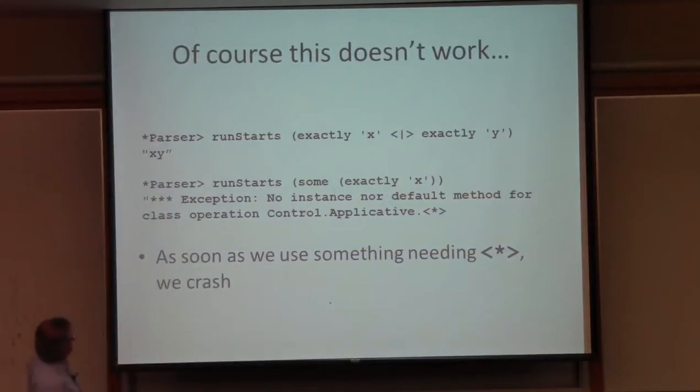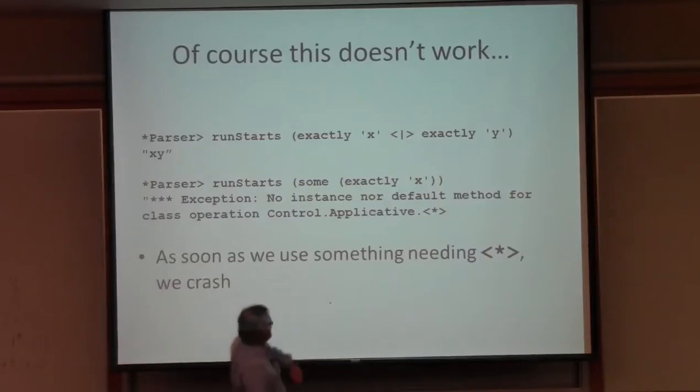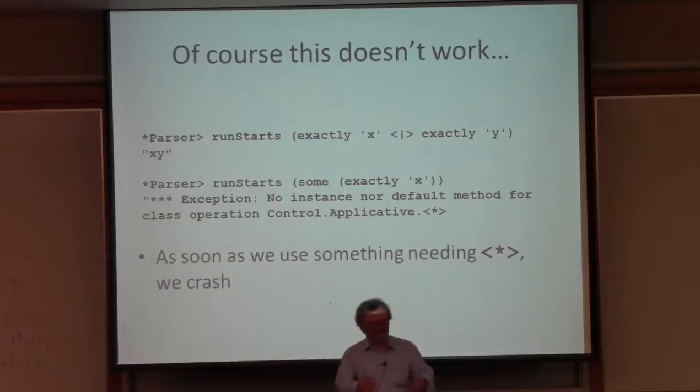So here's a couple of examples. First of all, let me analyze the grammar exactly x or exactly y. And sure enough, the analyzer says that can start with x and it can start with y. In Haskell, a string is a list of characters, so that xy just contains x and y. But as soon as I take anything that contains star, like some exactly x, then we're going to try and call a method that doesn't exist, and so we're going to get a crash. Okay, that's a bit of a shame, but I have an idea.